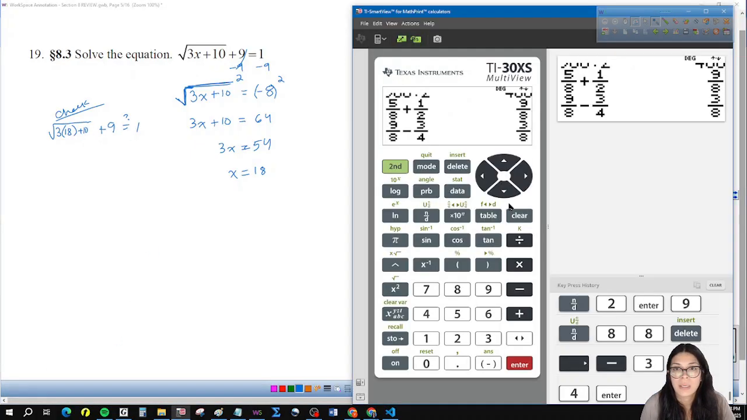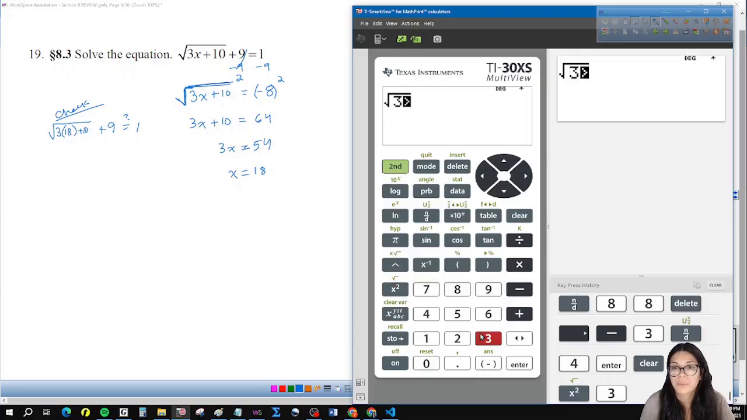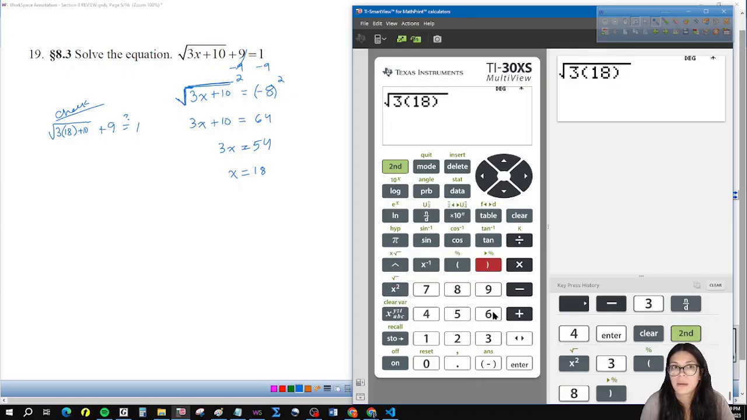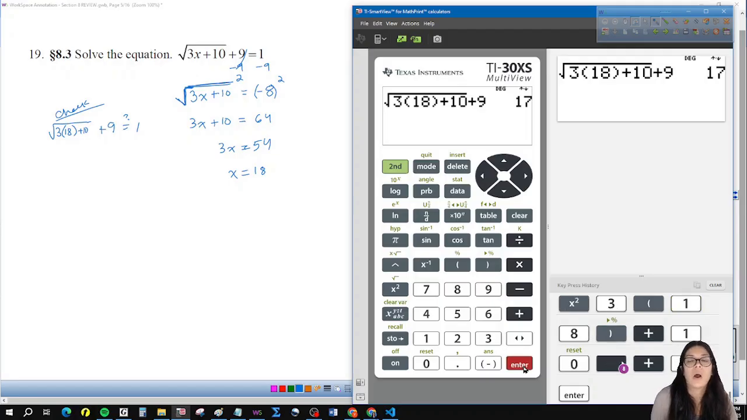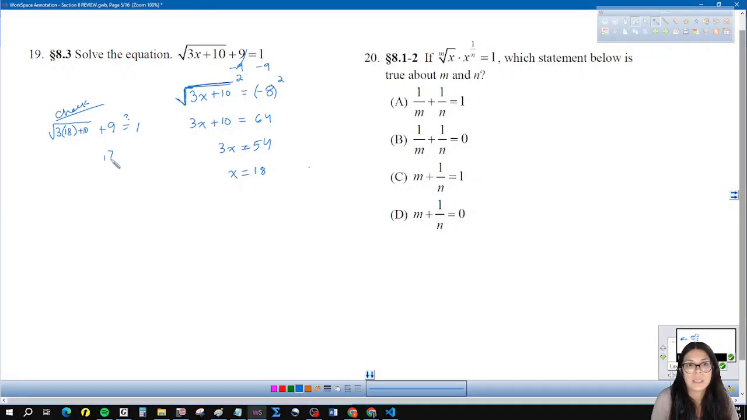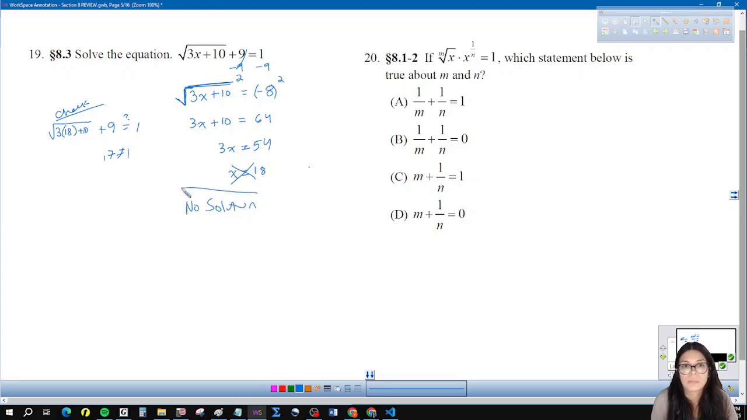And I will show you on the calculator that you do not. So we have the square root of 3 times the 18 plus 10. And then after the radical, we add 9. So notice that the plus 9 is not under the radical, and we get 17. Obviously, 17 does not equal 1, and so 18 is not actually a solution, so we actually have no solution.